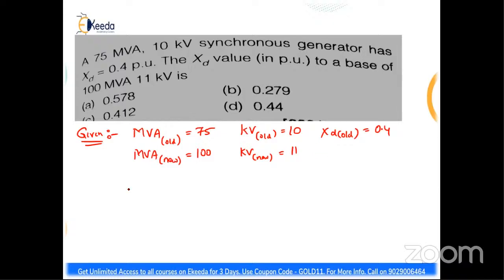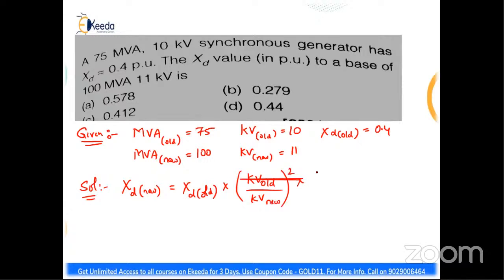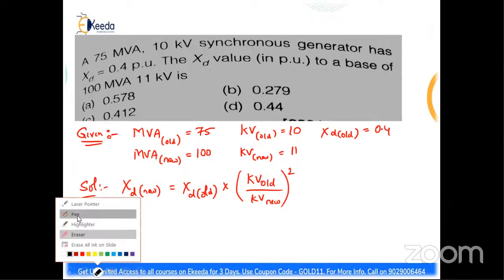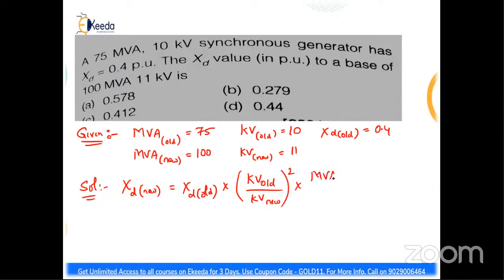So we have to find out the XD new. So, solution: write down the formula. XD new is equal to reactance of old into kV old divided by kV new, whole square, into MVA new divided by MVA old.